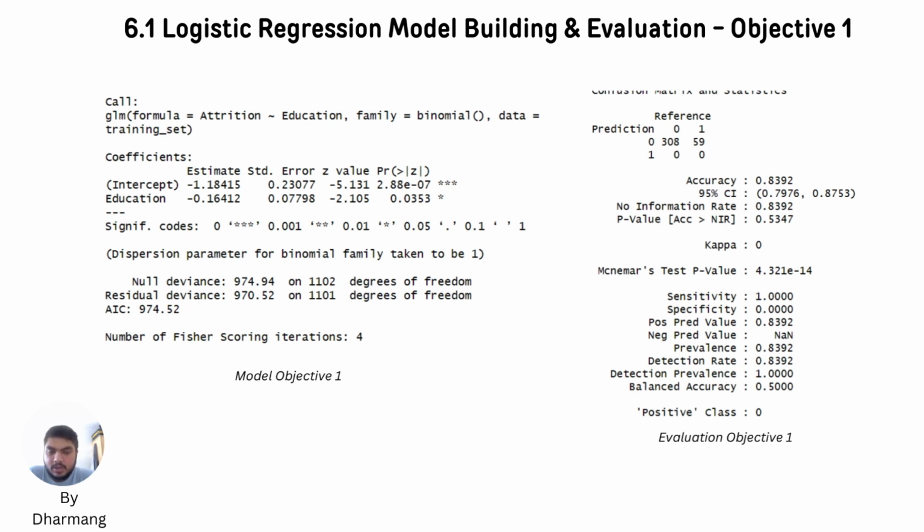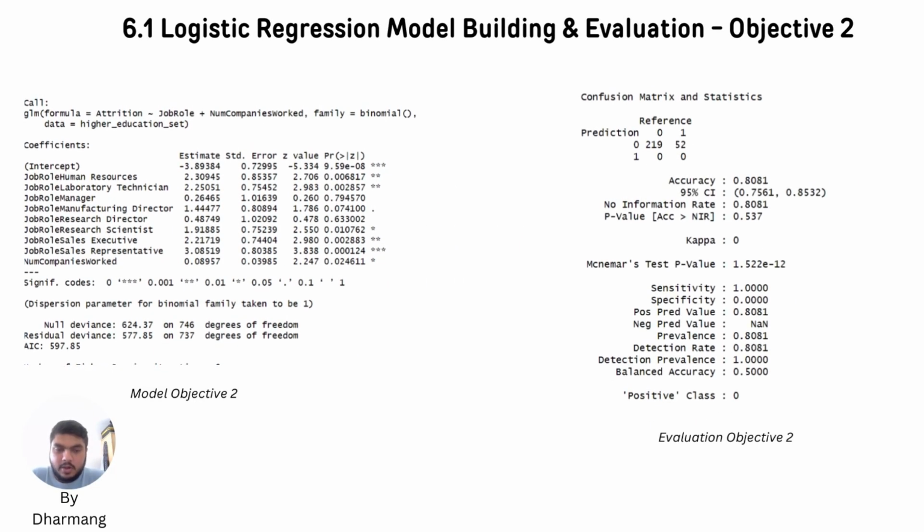An extremely low McNemar's p-value indicates a significant imbalance in the model's classification errors between the two classes. Despite an accuracy of 83.92%, the model's practical utility is questionable due to its inability to predict any positive case of attrition, as evidenced by the confusion matrix.